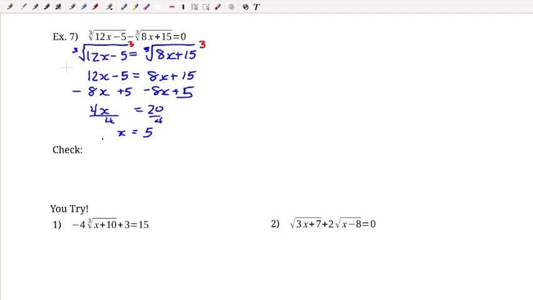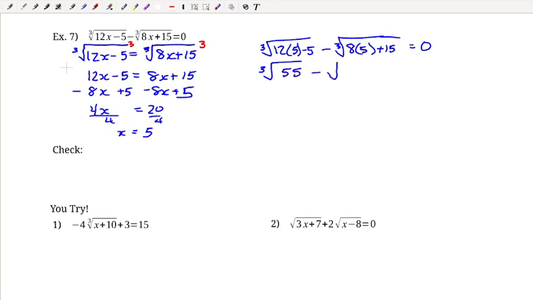Now we're not done until we check, so I'm going to just use the space that's over here. Hopefully you have some space to work with too. Cube root of 12 times 5 minus 5 minus cube root of 8 times 5 plus 15, and I want that all to equal 0. So let's see what we get here. Cube root of, well, 12 times 5 is 60, minus 5 is 55, minus cube root of 8 times 5 is 40, plus 15 is 55. Cube root of 55 minus cube root of 55 equal to 0. You betcha. We have found a solution.